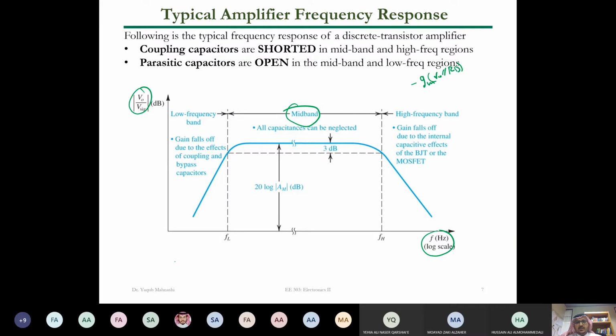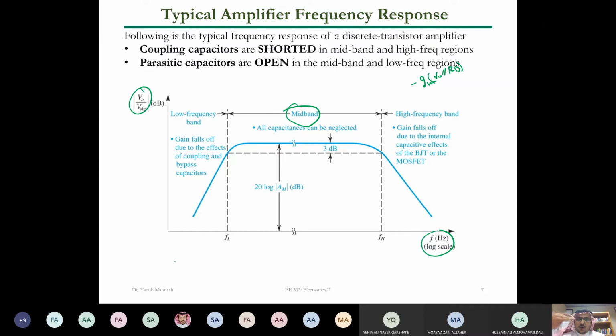The mid-band gain is already studied, and we know how to find it. It means that in the mid band I exclude the effect of all capacitors. The coupling capacitors are shorted, and the parasitic capacitors are open, as if they are not there. This is the mid-band region.